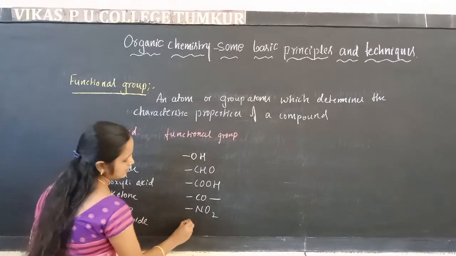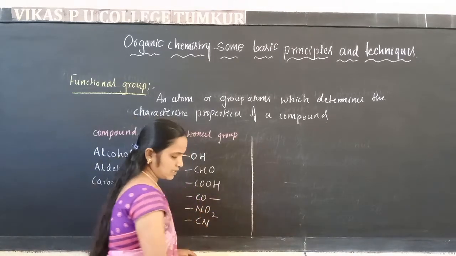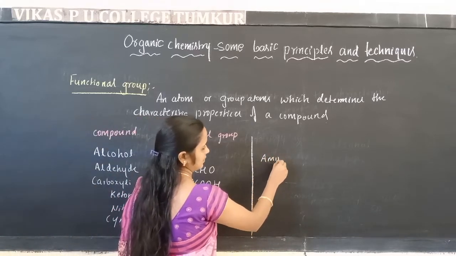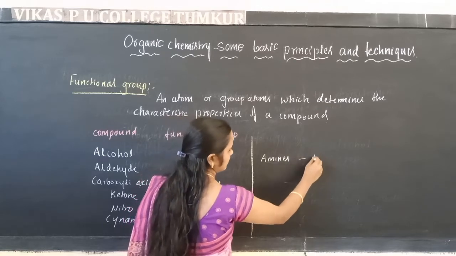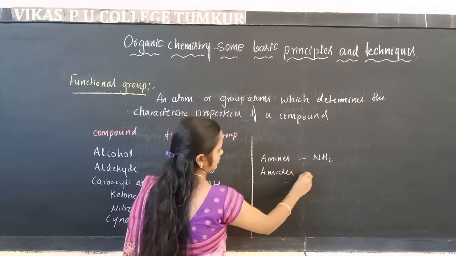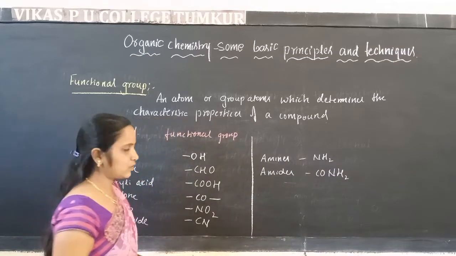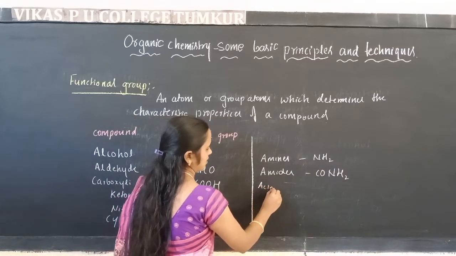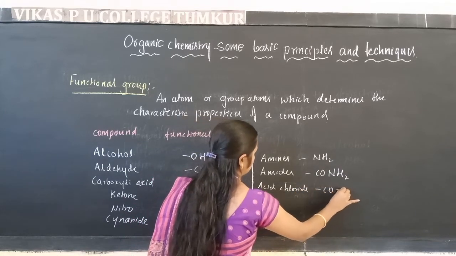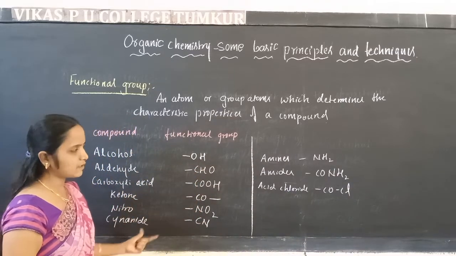for the cyanide, CN. Like this, we will go through a few other compounds, amines, that is NH2. Then amide, CONH2. Then acid chloride, COCl. This is about the functional groups of a few types of compounds.